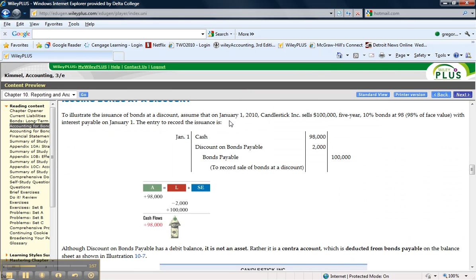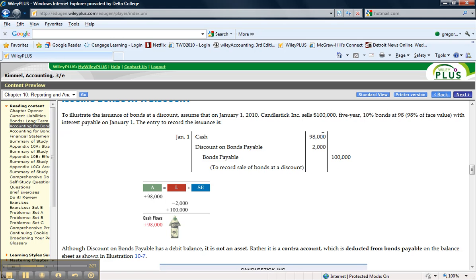So in this case right here, these bonds are issued at 98. That means 98% of face value, or $98,000, since they're $100,000 face value. So they get in the cash of 98. What gets recorded then is this contra liability account, discount on bonds payable. So these two things will be recorded in the same section of the balance sheet. It'll say bonds payable 100 less discount of 2. So the carrying value of these bonds will be 98,000.